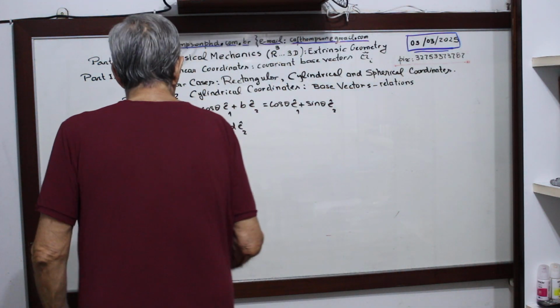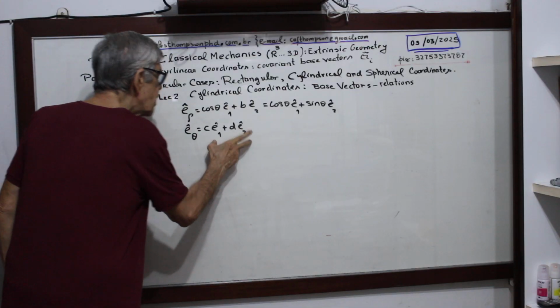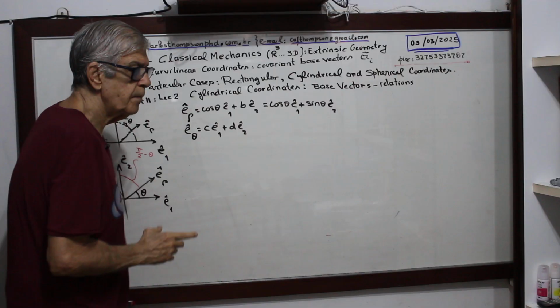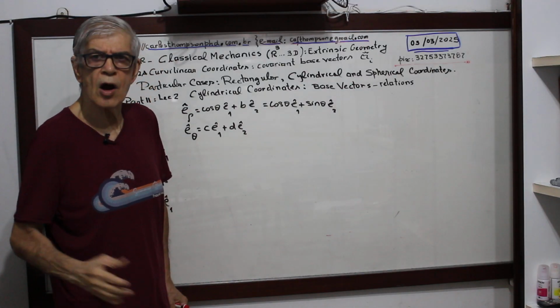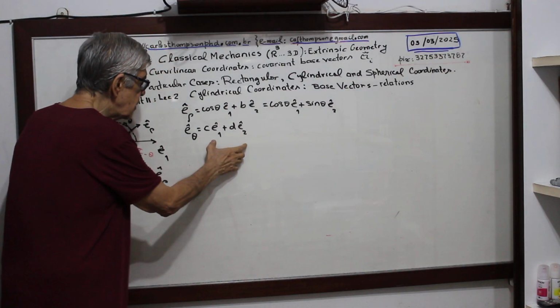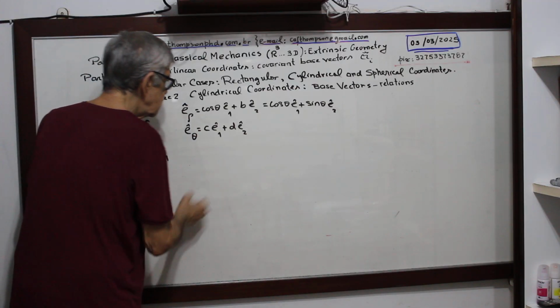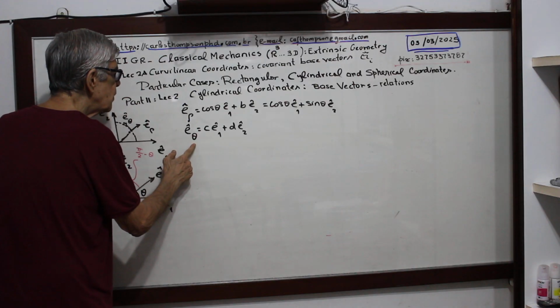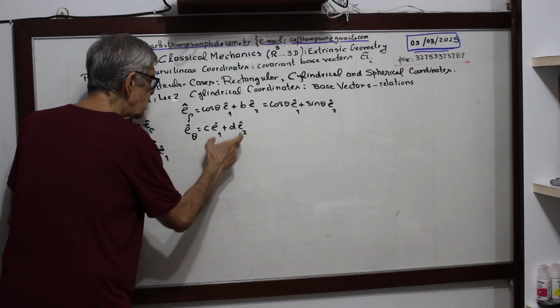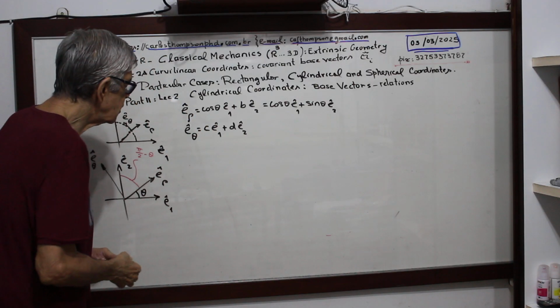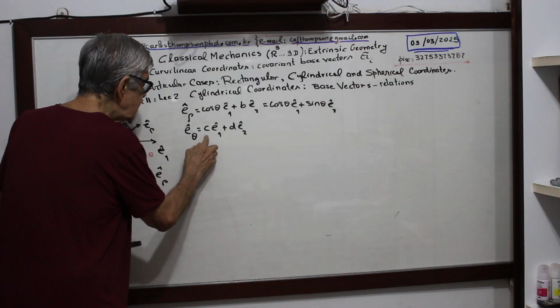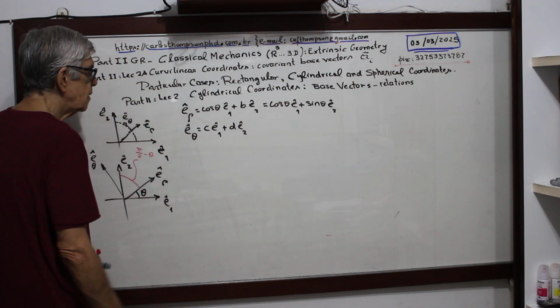Now, you see, this is a linear combination. Let's emphasize this term over here. It's quite used in linear algebra, okay? This is a linear combination between E1 and E2. So I'm expressing E sub theta in terms of a linear combination of E1 and E2. I want to get C and D, okay?